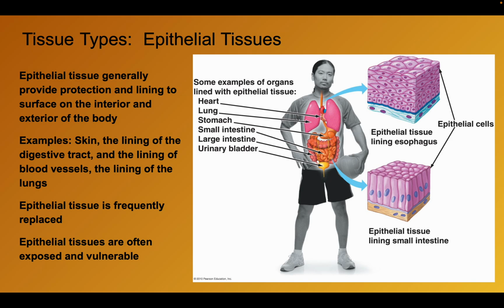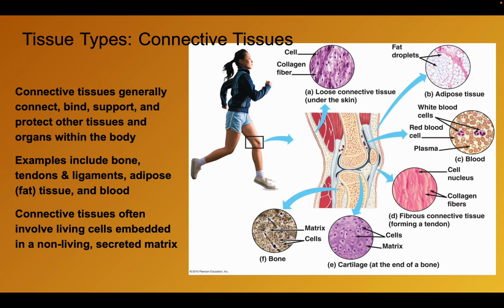Epi means above or on top of, and you can see all the places in this diagram and in the text where epithelial tissues are found. Hugely important tissues because they mediate some of the exchange that we mentioned previously as being so important, the exchange of oxygen and carbon dioxide and nutrients and wastes. They also protect; anything that's at the surface of a structure is going to be involved with protection.